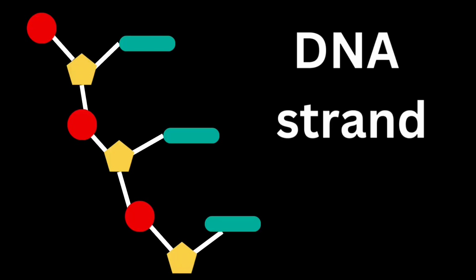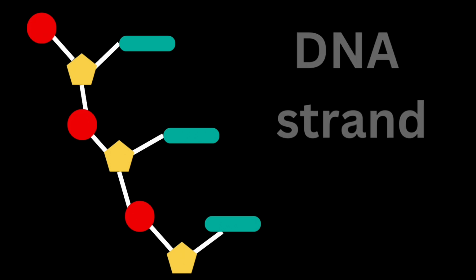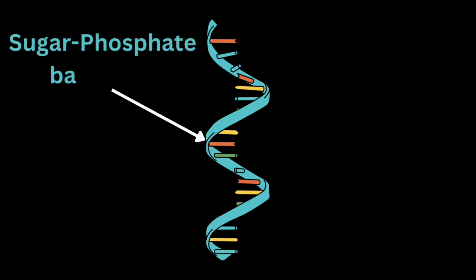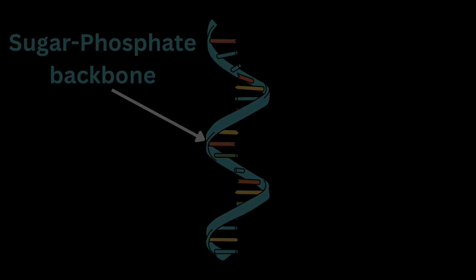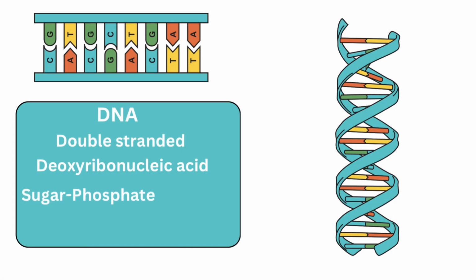Let's look again at the polymer that makes up the DNA strand. If you look carefully at the diagram, you'll see a chain of red phosphates and yellow sugars. For this reason, we say DNA has a sugar-phosphate backbone. So the third key phrase to try and squeeze in if you're describing DNA is sugar-phosphate backbone.